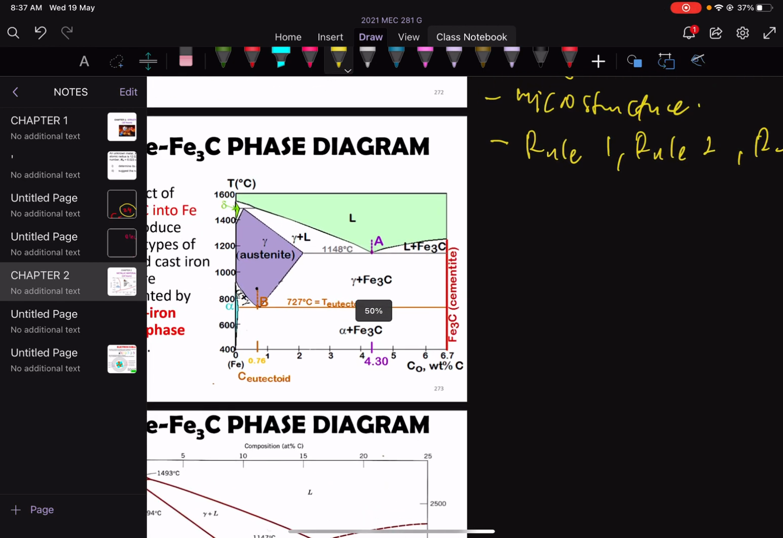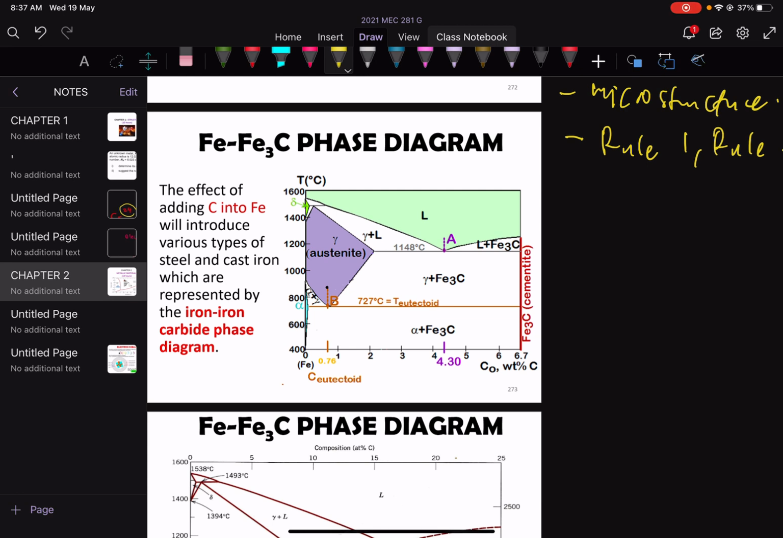So basically this is the iron carbide phase diagram. What happens when we add carbon into ferrum? Remember, a phase diagram is the process of making an alloy, where we mix A plus B to make an alloy. In this chapter, A will be the ferrum and B will be carbon. So what happens when we add carbon into ferrum to make an alloy? It will introduce various types of steel and cast iron, which are represented by the iron carbide phase diagram.